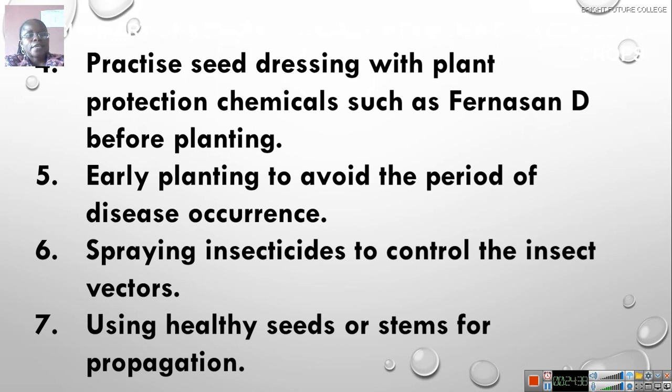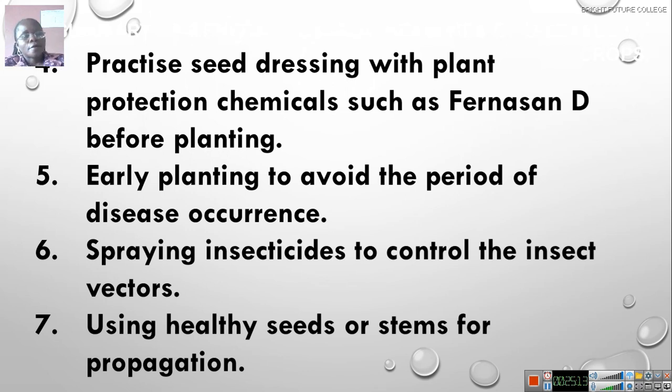Number 5, early planting to avoid the period of disease occurrence. Planting the seed or the stem early, that one is a cultural control measure. Number 6, spraying insecticide to control the insect vector. Take note, insecticide is the chemical used to control insects, and that control measure is chemical control measure.